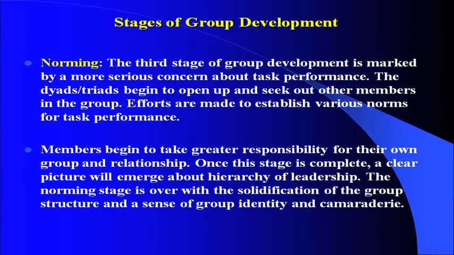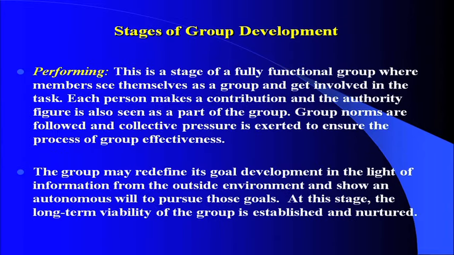One group leader, then other subordinates, maybe some other people will be responsible to perform certain kinds of tasks. The norming stage is over with the solidification of the group structure and a sense of group identity and camaraderie. That means people have a common goal to achieve, and tasks have been assigned to them. Maybe one or two people have one particular task to perform, others have some other things to perform, so like that. But everybody is thinking that we all are together and working for the group. So this is called norming stage.